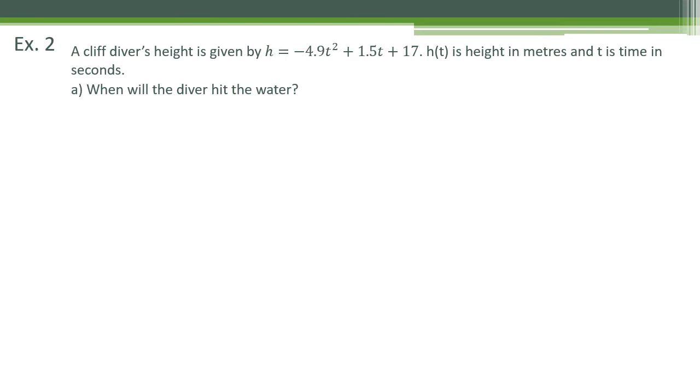Example number 2, a cliff diver's height is given by h blah, blah, blah. H is the height in meters, T is the time. Get rid of that T there. We're going to get rid of that.